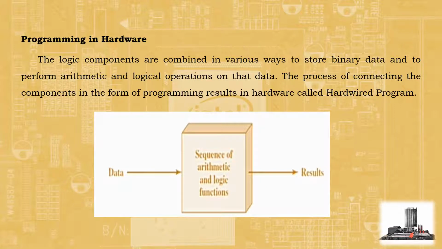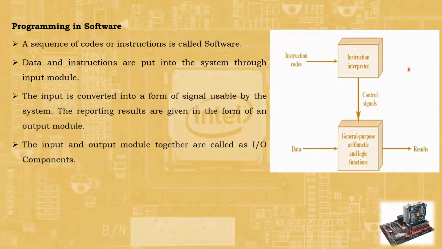Now see this diagram. This system receives the data as input, performs some arithmetic and logic operations, and then produces a result. Programming in software: the hardware performs various functions on data depending on control signals. Instead of rewiring the hardware for each new program, the programmer supplies a set of control signals. This method of programming, a sequence of code or instructions, is called software.